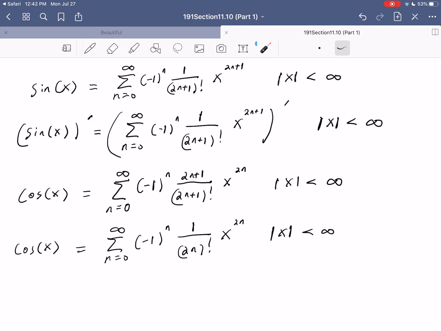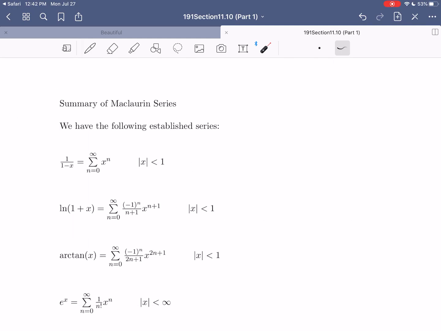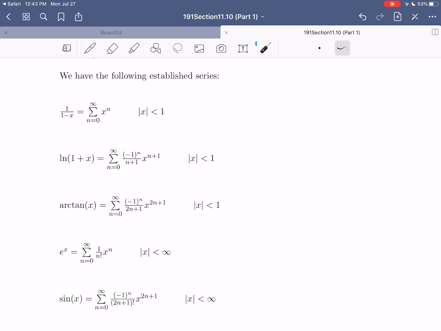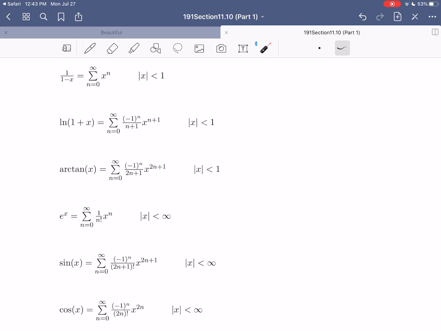Let's summarize all the really important established series that we've already done the work for. So this you can consider as our summary of Maclaurin series. And actually, these are going to be all the Maclaurin series that we use as established series. We're going to build some other ones, but these are the ones that if you ever see something that says use any established series, you want to reference back to. So we have 6 established series overall.